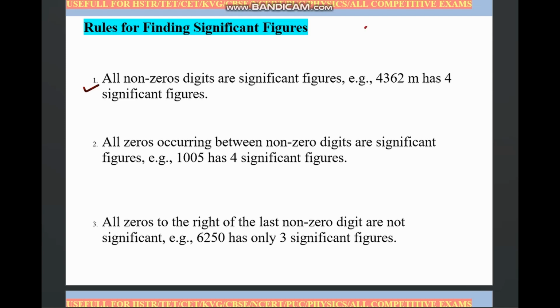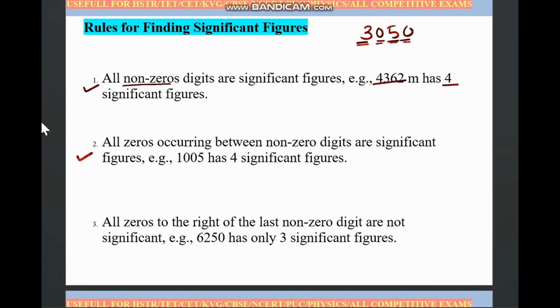Means all non-zero digits. See here in 3050, I have a 0. In this, 3 and 5 are non-zero digits, hence these are significant for me. Here I am not talking about any zeros. I am talking only about non-zero digits. Here 3 is significant, 5 is significant. That much. Here I have one more example: 4362 has four significant digits because all these four digits are non-zero. Wherever you see a non-zero number, that is a significant digit. That is rule number 1.